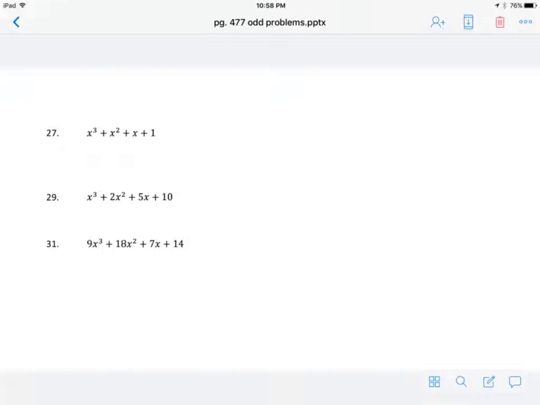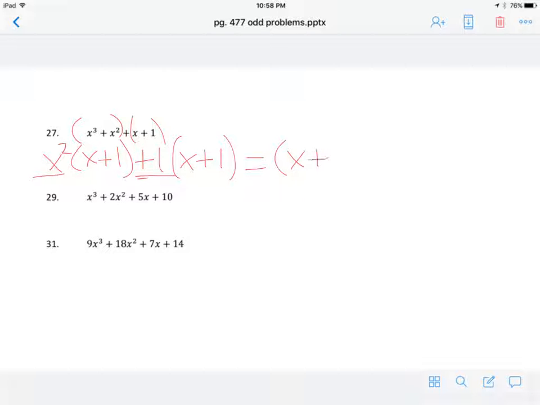Okay, now let's try some factoring by grouping. Okay, so number 27 here, you're going to put parentheses around the first two terms and the second two terms. And then remember, you're going to factor whatever's common in each parentheses. So from this first one, I'm going to factor out x squared, and left with x plus 1 times x plus 1. The second parentheses didn't have anything to factor out, but I still need something in front. I still need a number in front, so I can combine those two together. Factor out the x plus 1, and you're left with x squared plus 1.